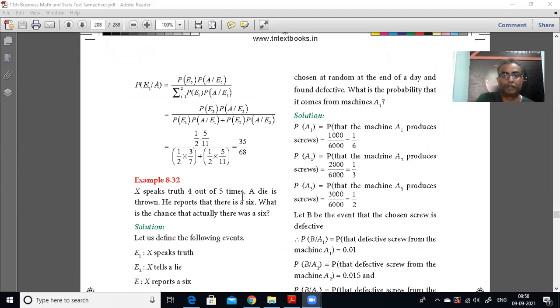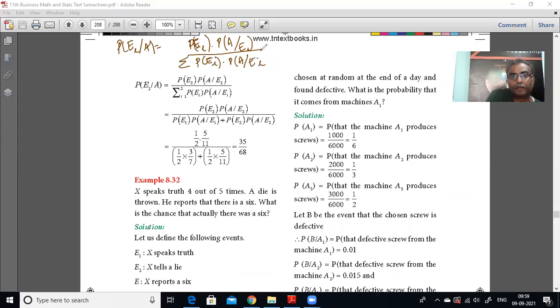Now, you have to apply Bayes theorem: P of E2 given A. You already know the formula. What is the formula? P of Ei given A is equal to P of Ei into P of A given Ei, divided by sigma of P of Ei into P of A given Ei. Sigma means adding everything.